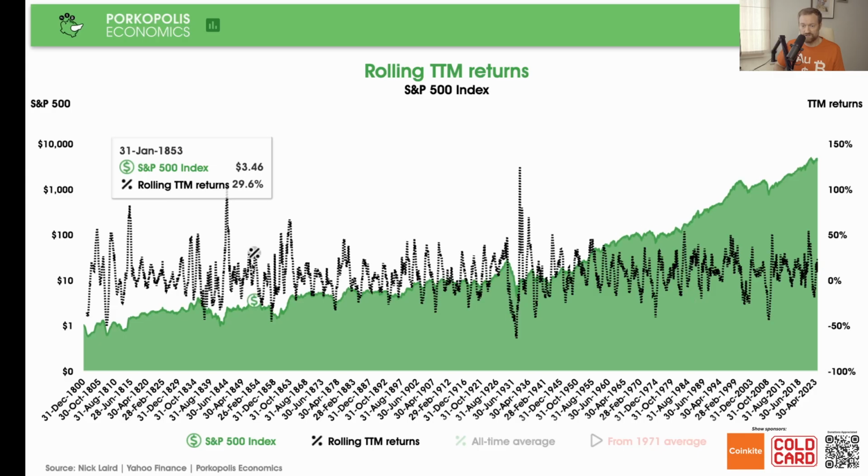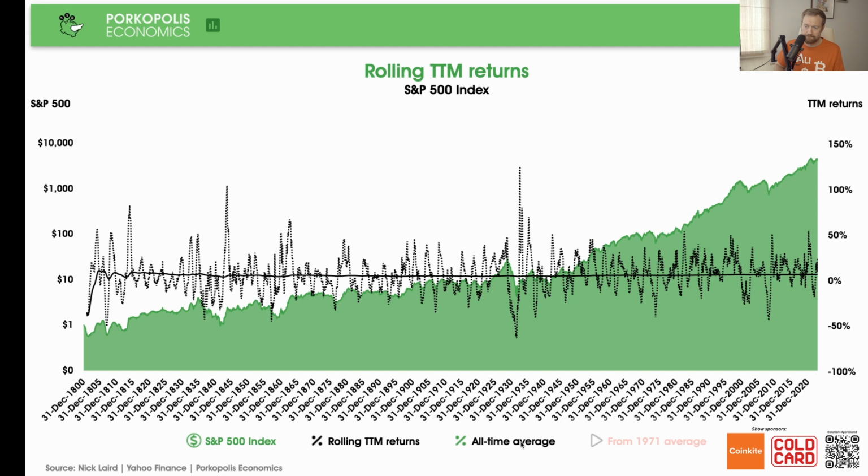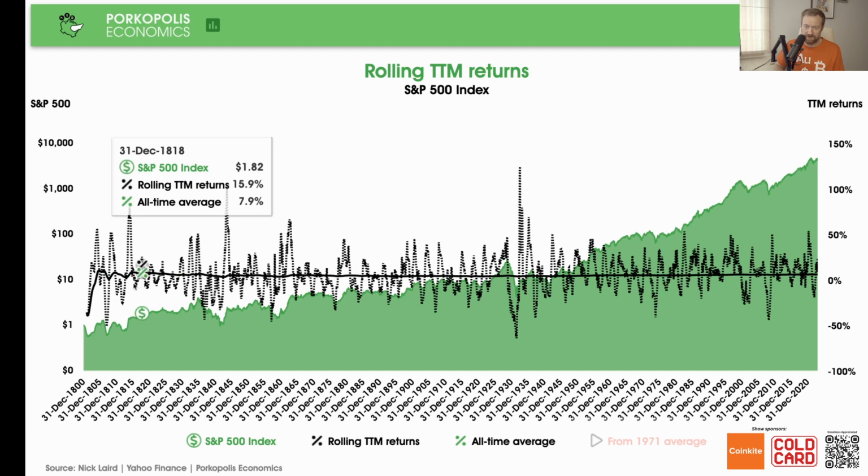It's volatile. Now let's look at the all-time average of these trailing 12-month returns. Just to smooth it out, let's run an all-time average line across these dotted black trailing 12-month returns. The all-time average is going to be solid. And there it is. A little bit volatile as you have to wait for the numbers to settle in. But once they settle in, look at the average there.